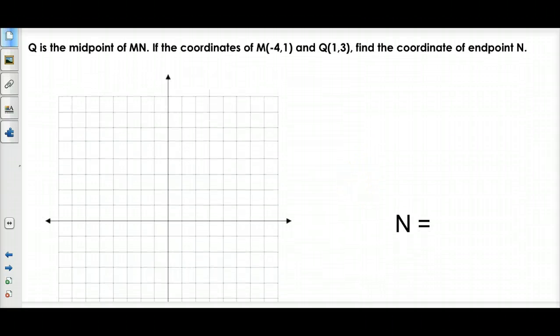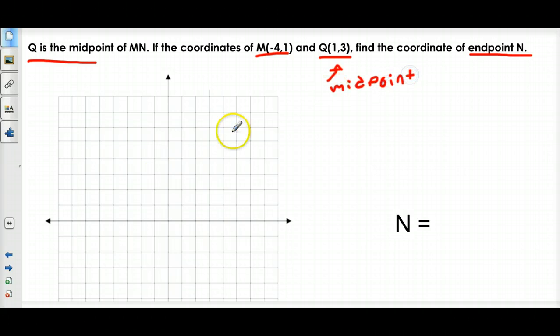Let's try it one more time. So Q is the midpoint of MN. If the coordinate of M is (-4, 1) and Q is (1, 3), find the coordinate of endpoint N. Now once again, they gave us our midpoint, which is Q. All right, that's our midpoint. And we're trying to find our other endpoint. So let's start with graphing it.